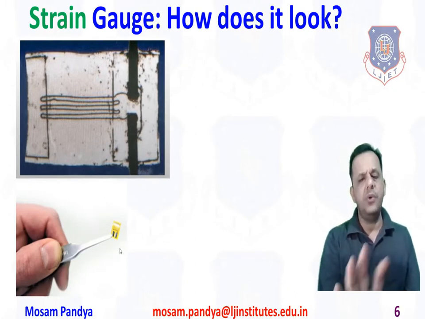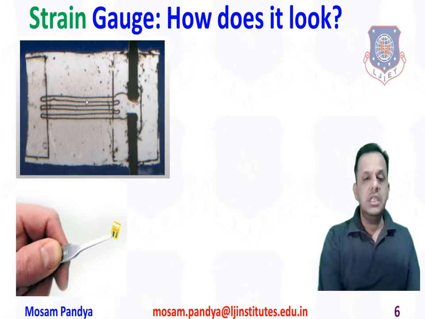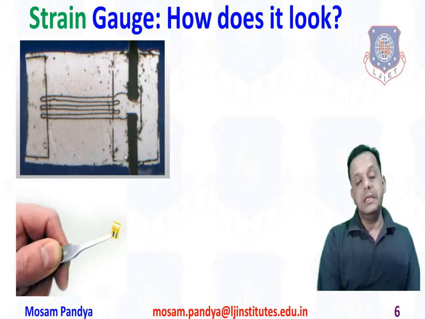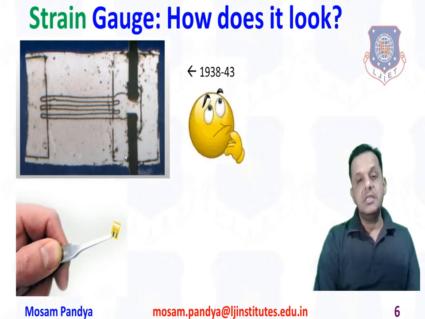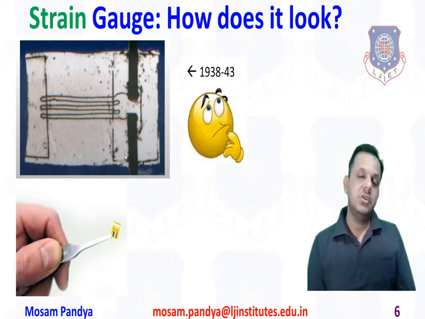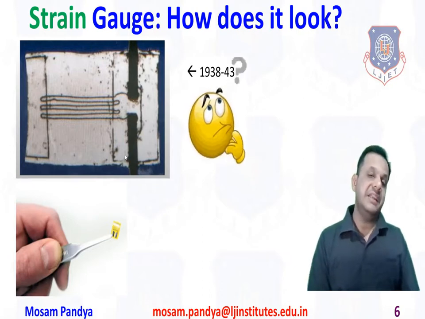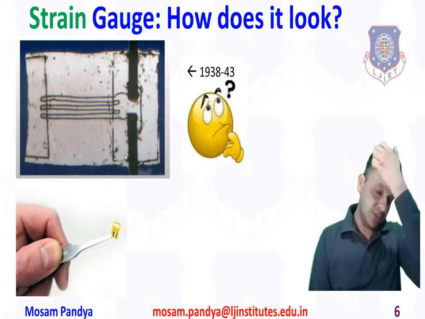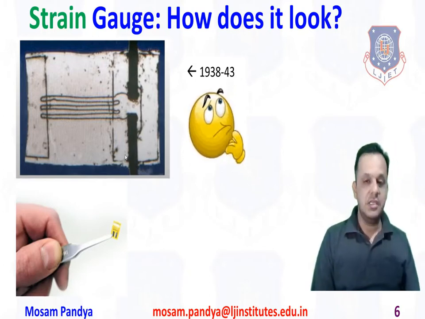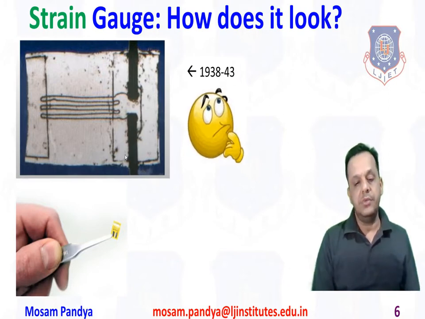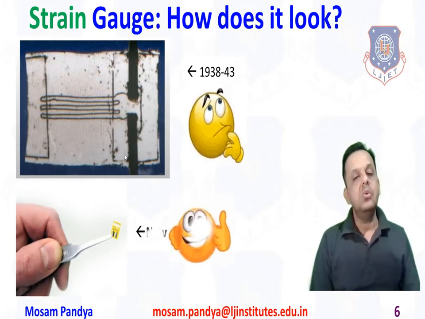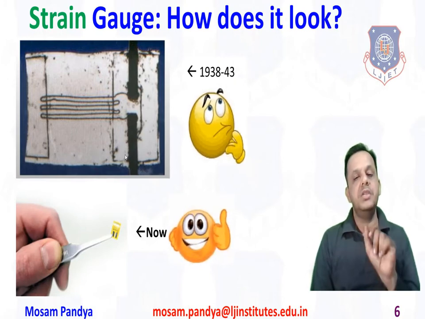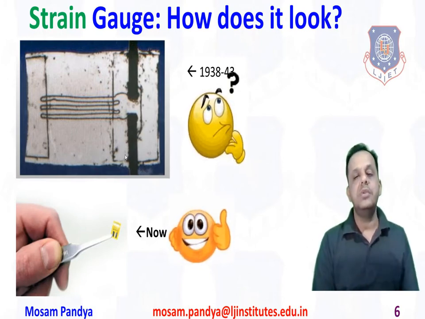Basically this is one of the foil type of strain gauge that we'll see ahead. So this picture is the larger picture, and this is the very small one. This is actual, so this is quite magnified. One more thing: this was first fabricated around 1938 to 1943. Probably in India we were struggling for our independence, and the scientists in Europe were doing this kind of innovations. And now the second picture you see here, that is actually what we are utilizing.